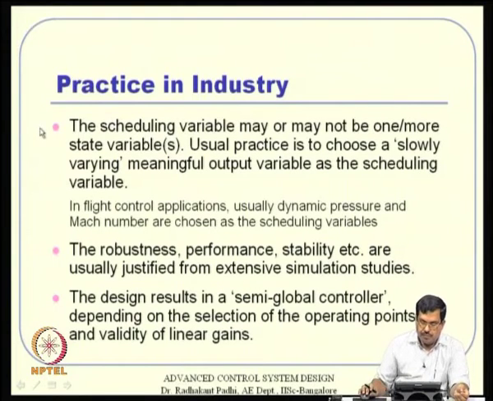Okay. So, this is something that I have already told. What is the usual practice in industry? The scheduling variable may or may not be one or more state variables. So, we do not really go for a kind of state variable interpolation actually. So, the usual practice is to choose slowly varying meaningful output variables as the scheduling variable, and as I told, in flight control applications, dynamic pressure and Mach number are typically the accepted thing, because they are very tightly related to the physics, and they are also slowly varying actually.